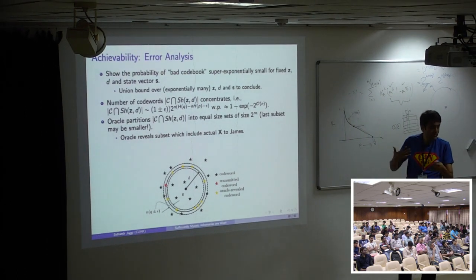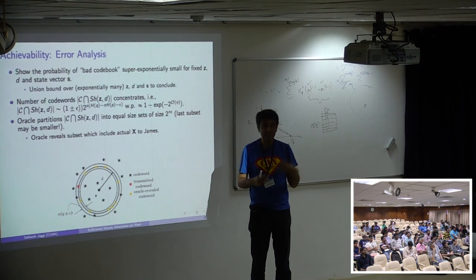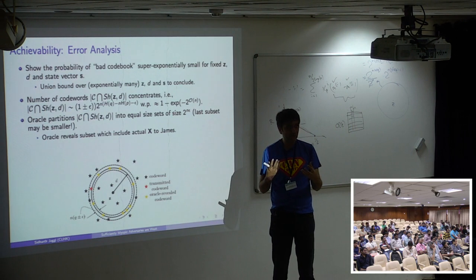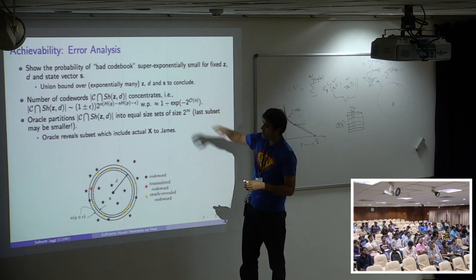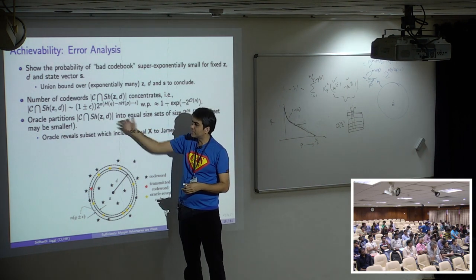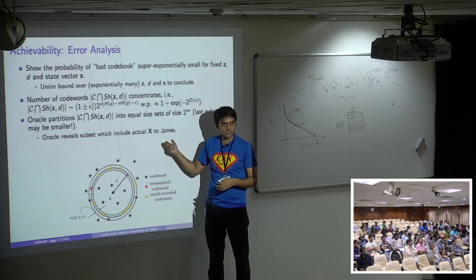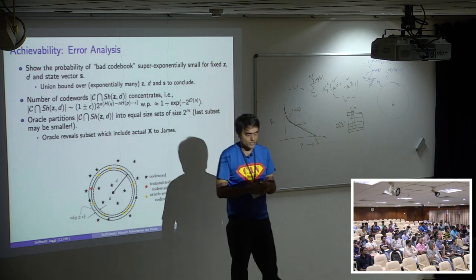So therefore, that's one of the first things. In every shell, are there sufficiently many code words? Yes, true, with probability super exponentially close to 1. And therefore, that's tightly concentrated. Okay, so Oracle partitions the code book with these shells into equal size sets, and then reveals to James which subset the truly transmitted code word falls into.